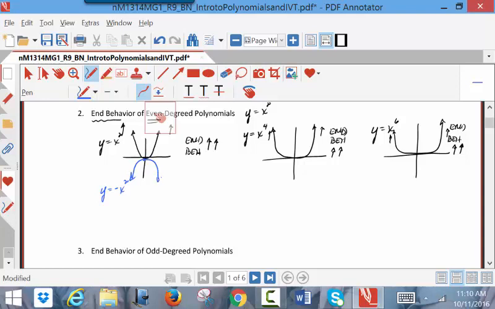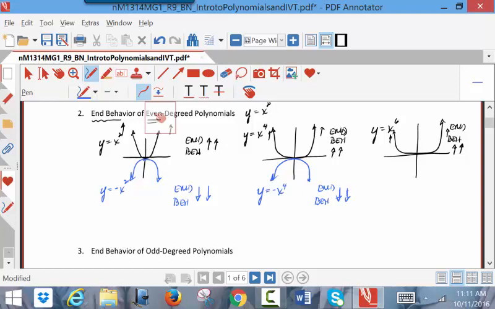So if I reflect it, what is my end behavior whenever I put the negative in front? Down, down, down on the left and down on the right. And the same would be true if I put a negative in front of my x to the fourth, reflecting it over the x-axis. It would reverse or flip my end behavior so that it too is down, down.